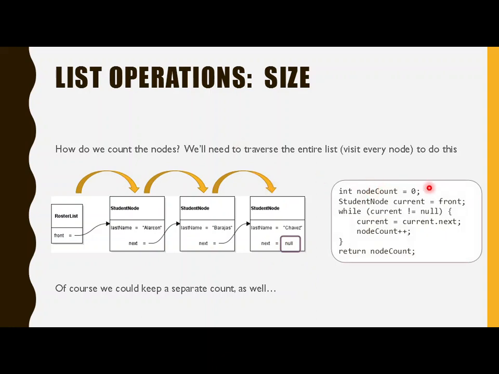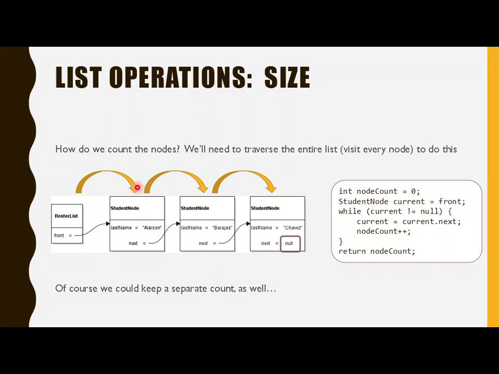Well, we have a node count variable set to 0. We start a variable called current, and it is a student node reference. If this is a student node data type, it's a reference just like front is, and it points to this thing first. And then we can write a loop that says while current is not null. So right now current is not null, and then we simply move .next, so we say current equals current.next. This is a funny line of code. You're going to see it a lot, so stop and ponder it.